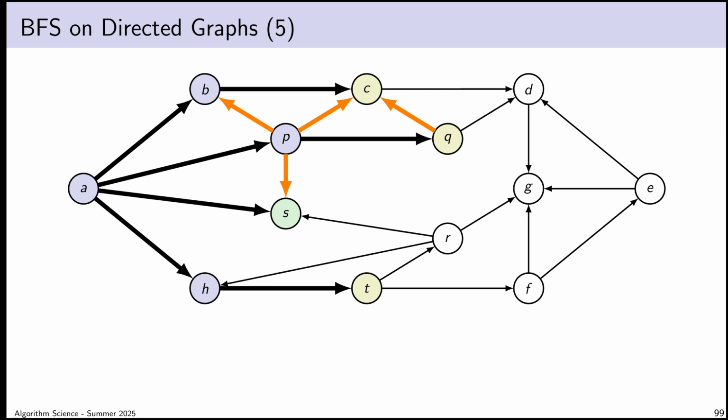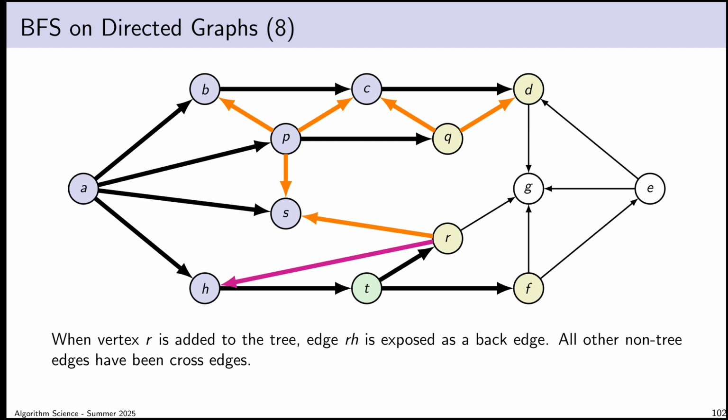From vertex S, I can't do anything. Notice how vertex S has no outbound neighbors, so it's a dead end. So I back up. I then visit vertex D, and then I reach vertex R. There we go. That's interesting. So from vertex R, I do expose a back edge. The slide got duplicated there. When vertex R was added to the tree, I expose the edge RH as a back edge.